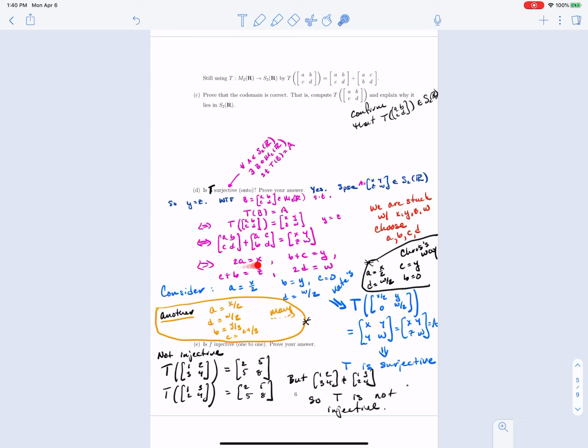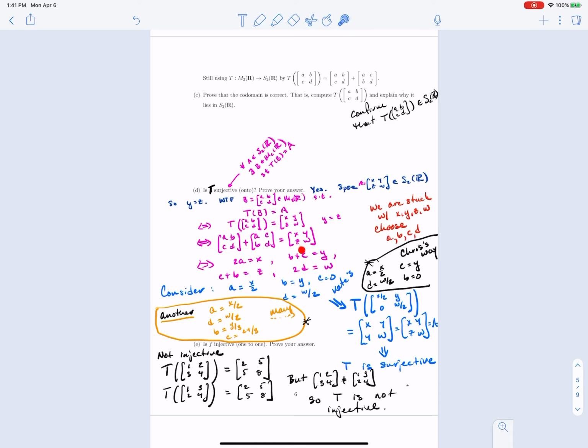In particular, this tells me that X must be 2A. Since I'm given X, Y, Z, and W, and I have to find the A, B, C, D, what I'm trying to do is solve for A, B, C, and D. So we're stuck with X, Y, Z, W, and we have to choose the A, B, C, Ds. We get 2A equals X, B plus C equals Y. One way is to take A to be X over 2. In fact, I have no other choice for A. A has to be X over 2, and D has to be W over 2. So these two I don't have a lot of choice on.